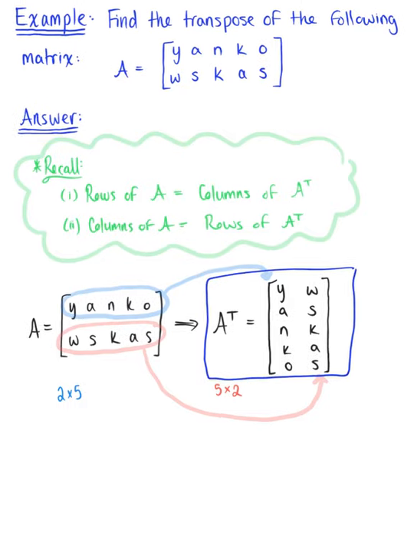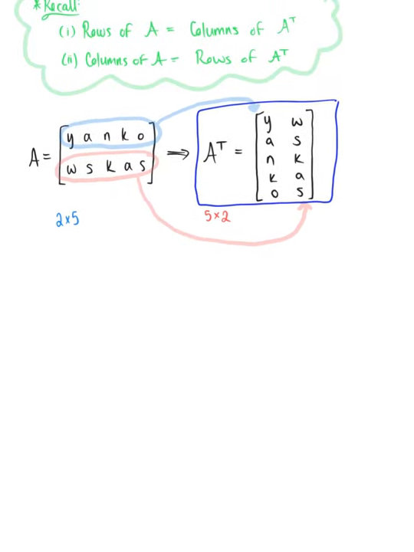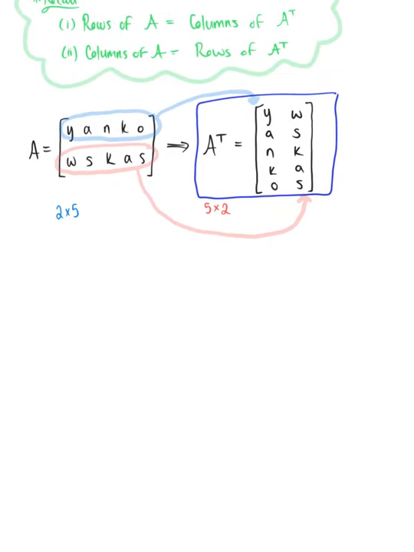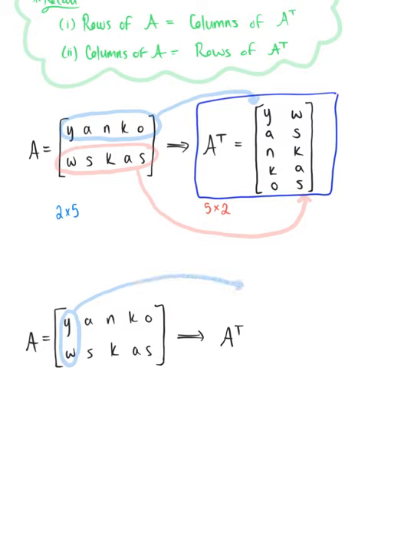Now, I want you to keep in mind that this is not an exclusive way to find the transpose of matrix A. Again, if we start by thinking about matrix A, which is Y-A-N-K-O, W-S-K-A-S, instead of mapping each row to the columns, we could have alternatively mapped each column to a corresponding row. So in other words, we could have started with the first column of matrix A and mapped this to the first row of the transpose. So we could say the first row of A transpose is going to be Y, W.